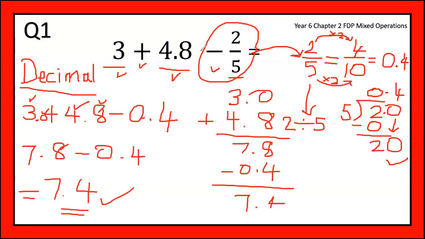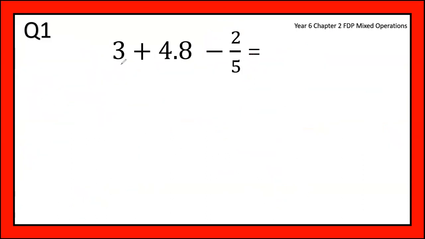Let's look at another method called the fractions method. If you need a second, pause the video. In the event you'll need to copy this down, clear the drawing. Now, the same question has to be solved using a fractions method. We have 3. We have 2 over 5, which is not a problem, but we have to change 4.8. So 4.8 is made up of 4 plus 0.8.